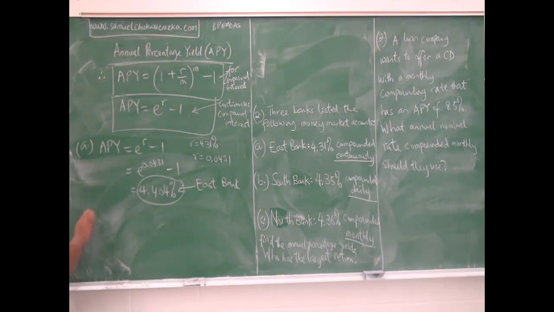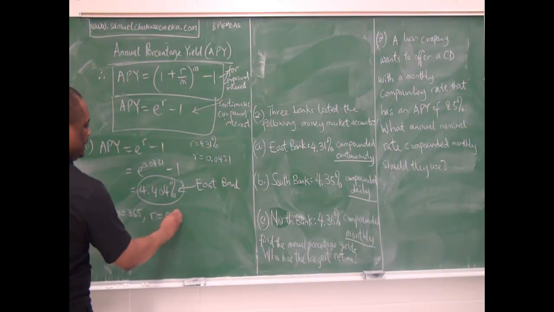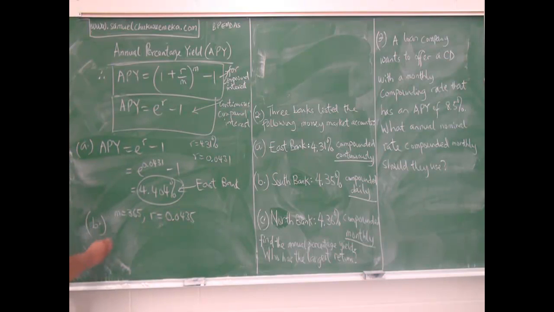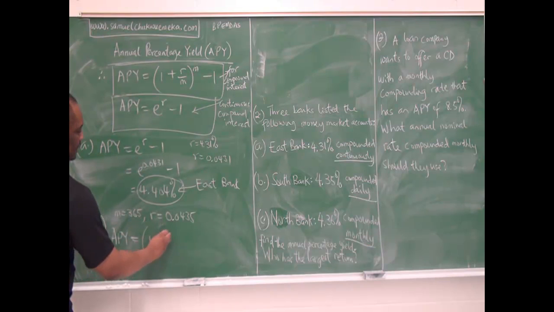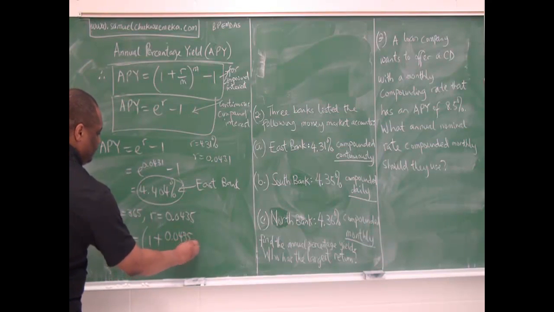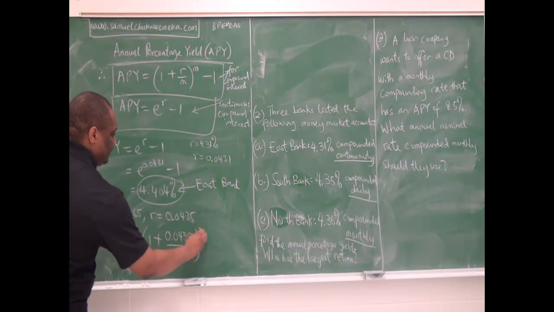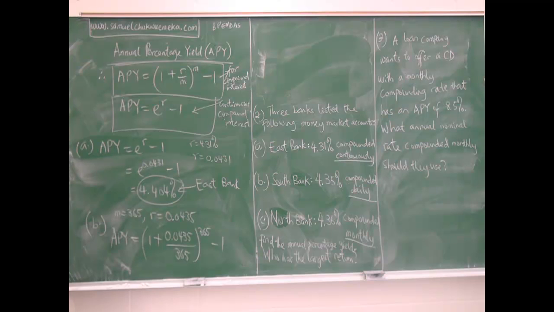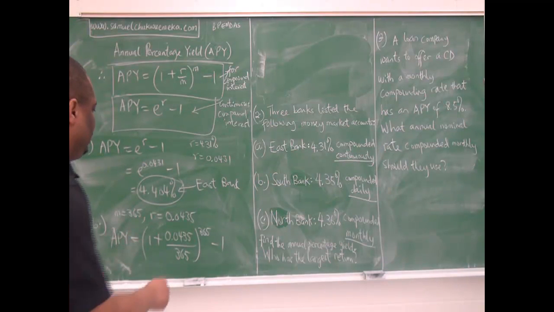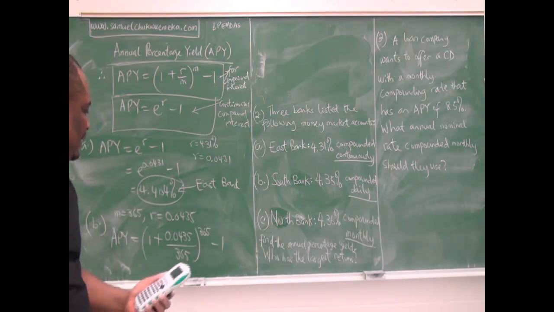Okay? Then B, South Bank, the APY, this is compounded daily. So compounded daily, m will be 365, okay? And your r will be 0.0435. So your APY will be 1 plus 0.0435 divided by 365, then raised to power 365 minus 1. So do it like we've been doing it. You have to do the order of operations, one at a time.